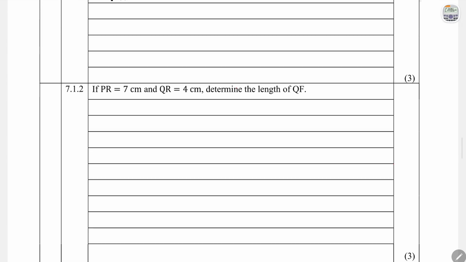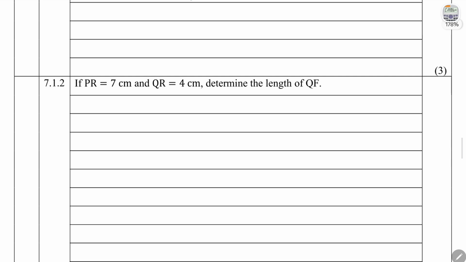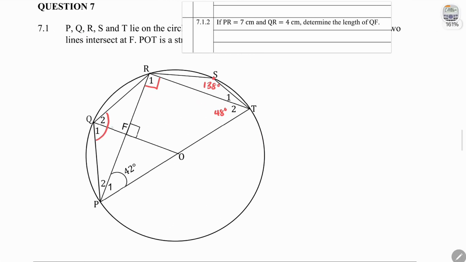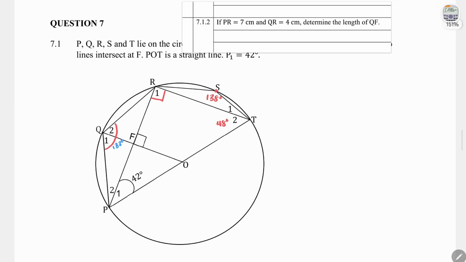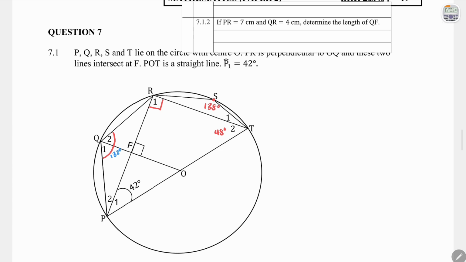The next question, 7.1.2, says, if PR is 7 centimeters and QR is 4 centimeters, determine the length of QF. Okay, so let's look at this in our diagram. Knowing that we found this to be 132 degrees, they tell us that PR is 7 centimeters, so this over here is 7 centimeters, and then QR is 4 centimeters, and we need to find the length of QF.